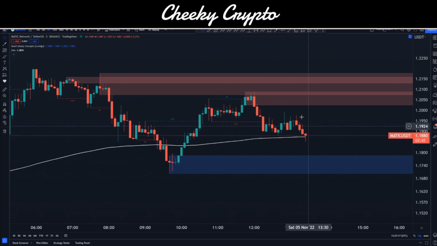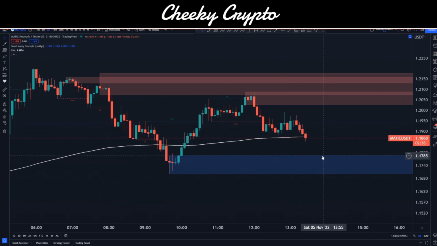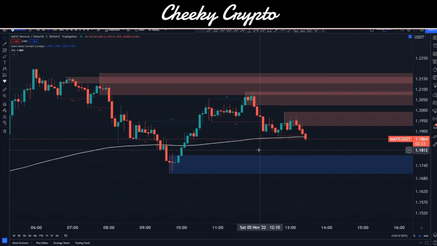For example, this does repaint, as you just saw here. It removed this particular area, right? So you've got to be aware that this smart money concept is a great indicator, but it will repaint on you. So do have to watch out a couple of times, okay? And the EMA helps us understand whether or not we want to be bullish or bearish, right? So right now, when we're above the 200 EMA, you really only want to be taking long positions. And when you're below the 200 EMA, you only really want to take short positions.